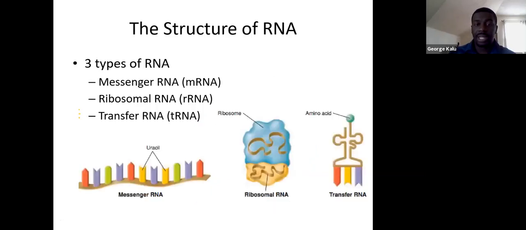Now, when we look at RNA, there are 3 different types of RNA, and we'll see these on Wednesday, most likely. The 3 types of RNA are messenger RNA, or mRNA. The other one is ribosomal RNA, or rRNA. And then the third type is transfer RNA, or tRNA. So these are the 3 different types of RNA that we'll be looking at later on this week.